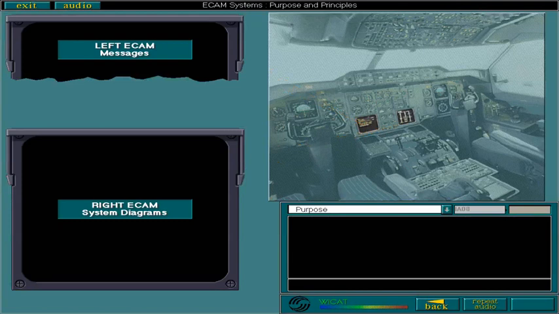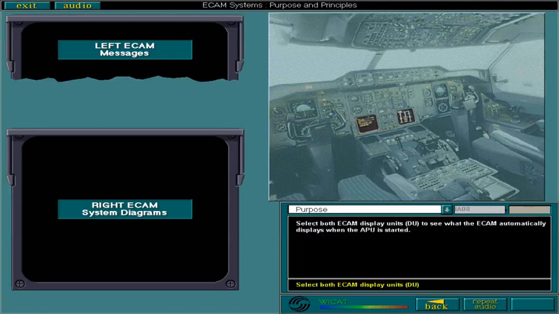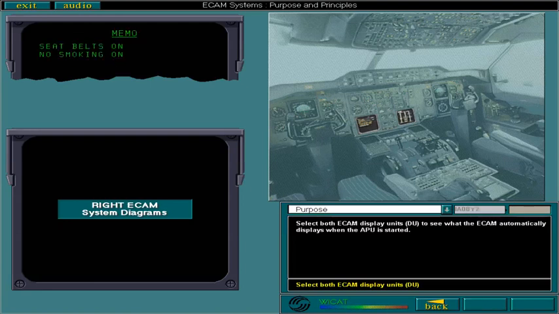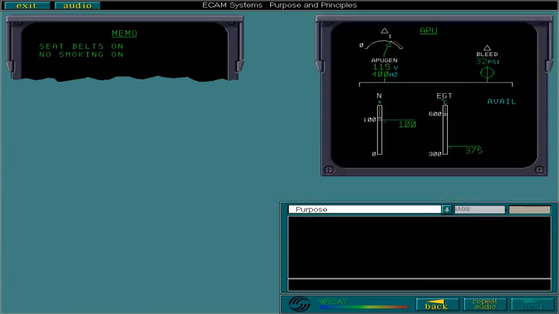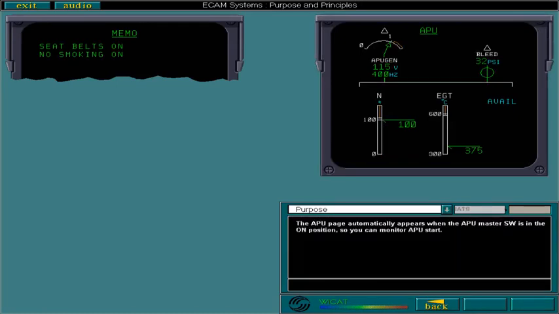Select both ECAM display units, or DU, to see what the ECAM automatically displays when the APU is started. The APU page automatically appears when the APU master switch is in the on position, so you can monitor APU start. This message appears on the memo page at the end of the APU start sequence to remind you that the APU is running.